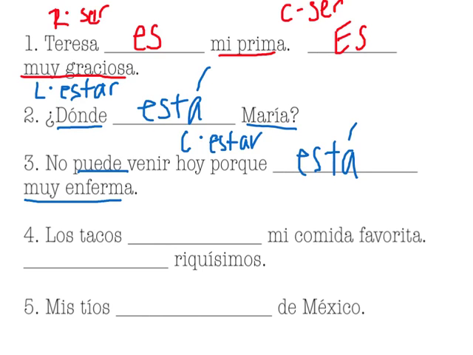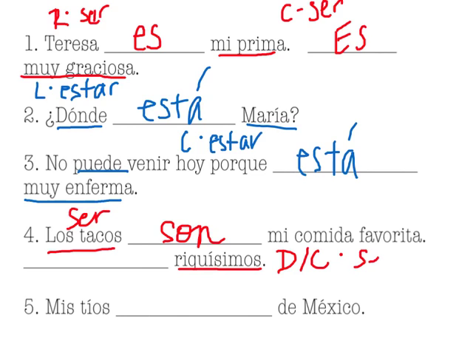Los tacos blank mi comida favorita. The tacos are my favorite food. We're going to be conjugating for los tacos, and we're talking about what they are. So we're going to use the verb ser. So los tacos son mi comida favorita. Blank riquísimos. They are super delicious. This is a description or a characteristic, however you want to see that. So we'll use ser. And we'll conjugate for los tacos again.